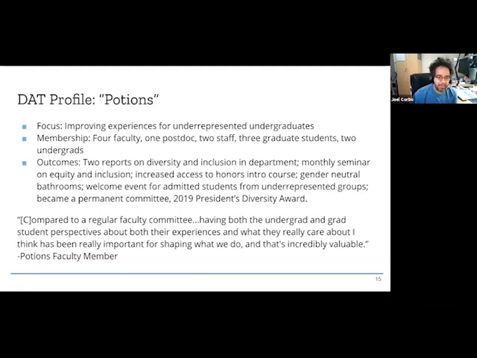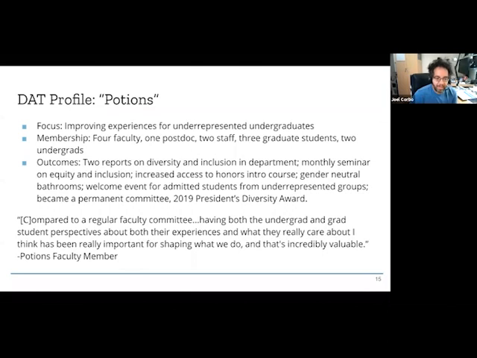They helped to set up gender neutral bathrooms in their building. They set up welcome events for admitted students from underrepresented groups and did specific outreach to those groups. They have now shifted from being a DAT into a permanent departmental committee, and won a diversity award from their campus last year, which we were pretty happy to see.